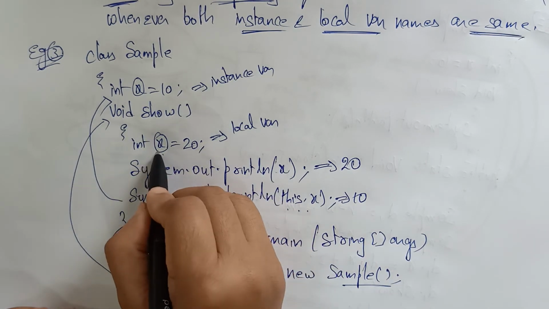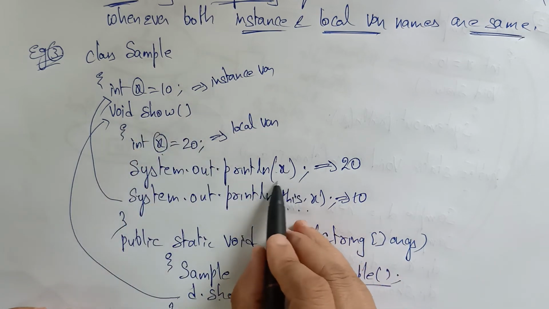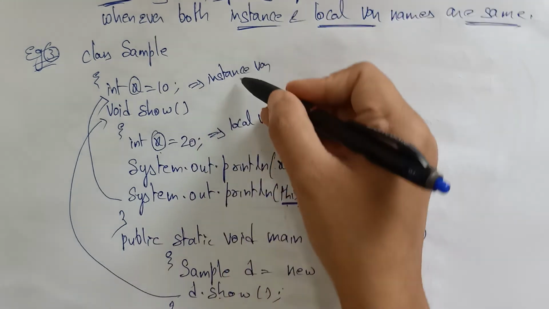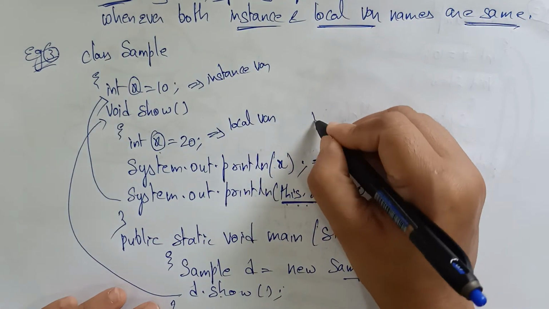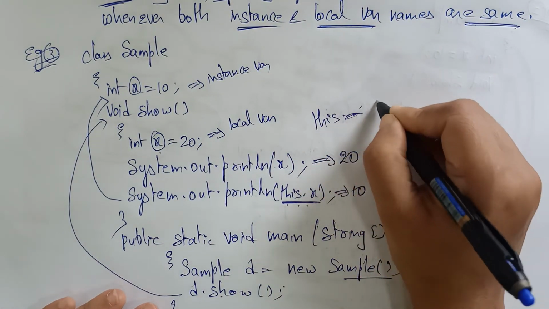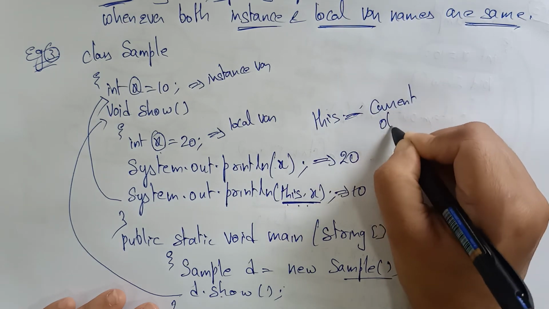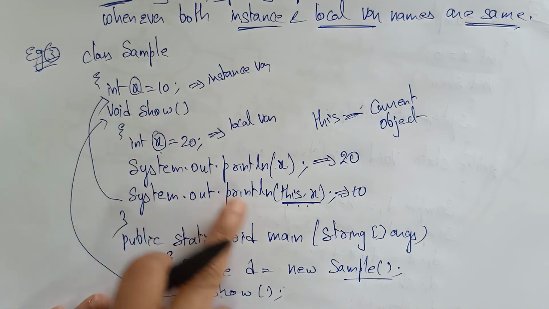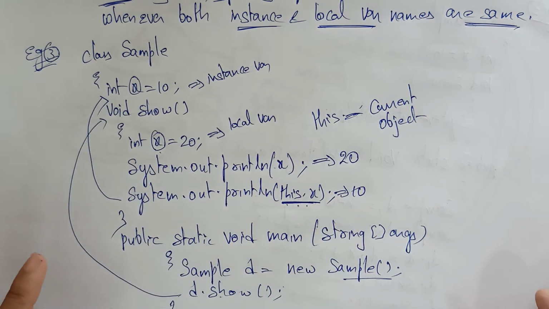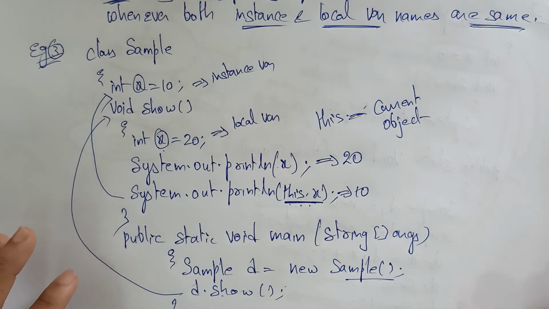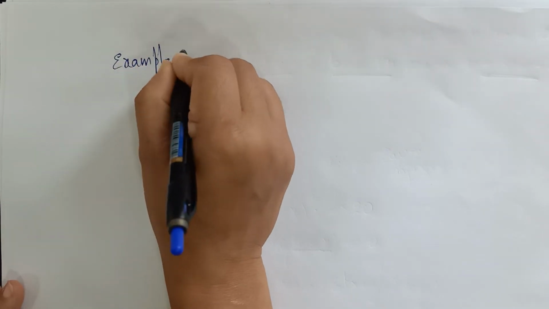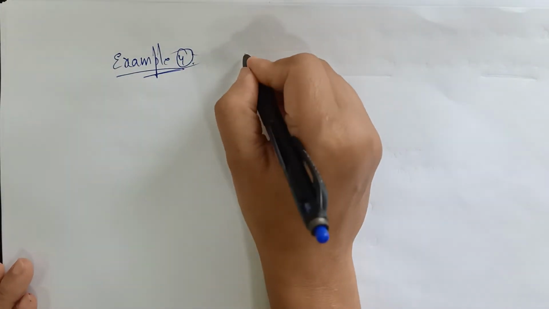So whenever the instance variable and the local variable names are same, and you mention this dot x, it takes the instance variable, that is the current object value. So what is the current object here? That is the instance variable. So this dot x is 10. 10 is going to be printed. Okay. Let me take one more example. So this will give complete clarity on how to use this keyword.